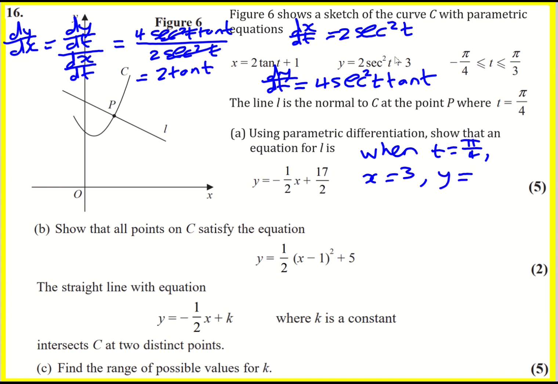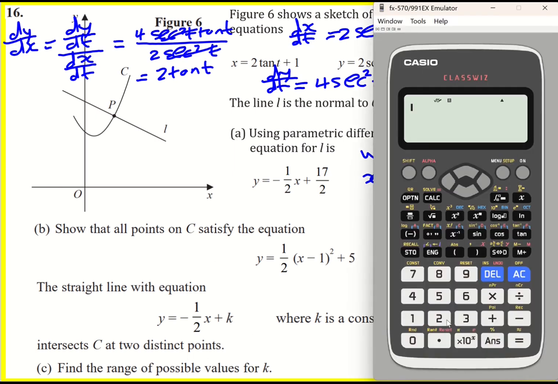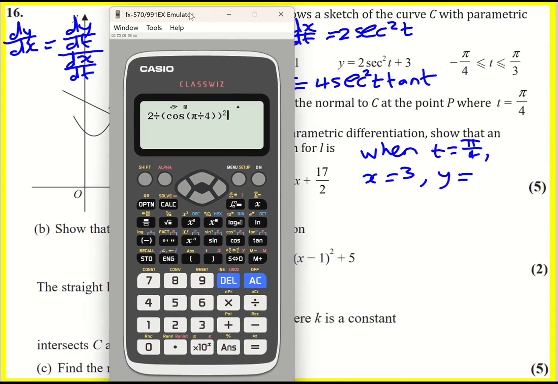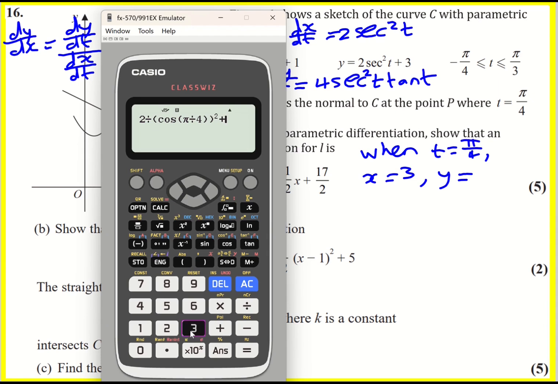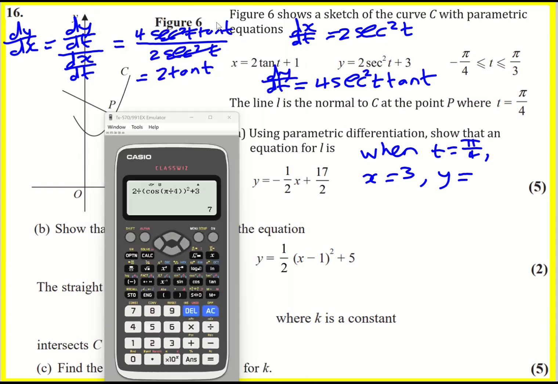Y is then 2 sec squared t. It's a little bit trickier. You could do it without a calculator, but I'll just put it in. So 2 divided by cos of pi over 4, squared. That's my 2 sec squared t, plus 3. We get 7.